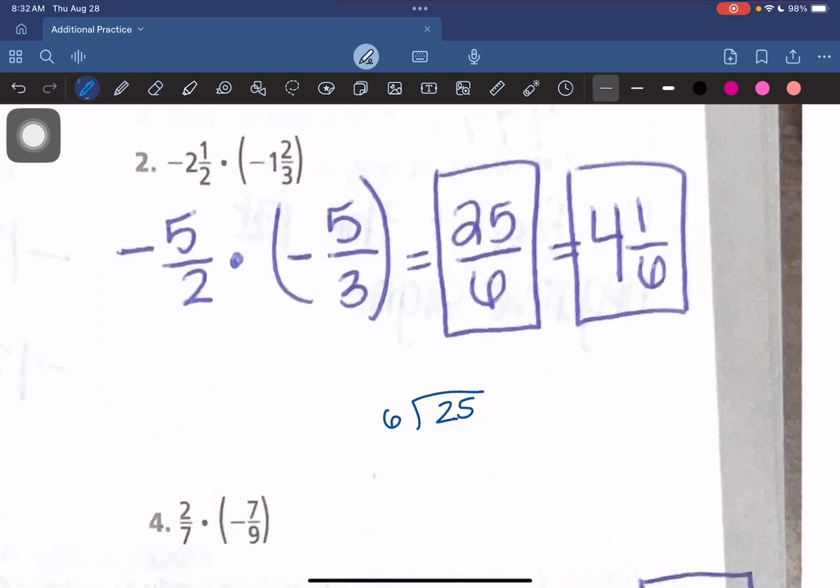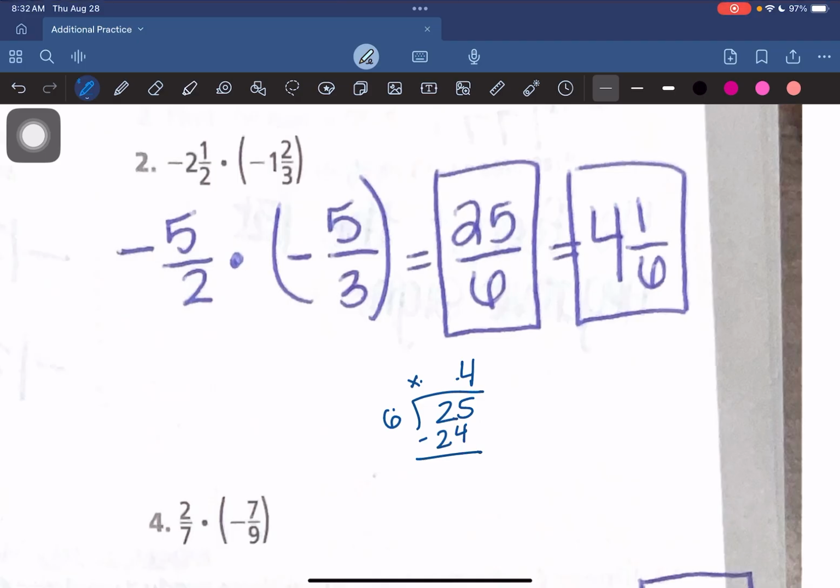Now, if I skip count with my 6's, or I know my 6 multiplication facts, I can go 6 times 1 is 6, 6 times 2 is 12, 6 times 3 is 18, 6 times 4 is 24, 6 times 5 is 30. Okay, 30 is too big to fit within 25, but I know 6 times 4 is 24. So I'm going to put that 4 right here. I'm then going to say 6 times 4, and I'm going to subtract 24 from 25.